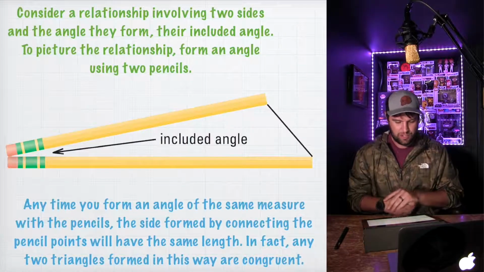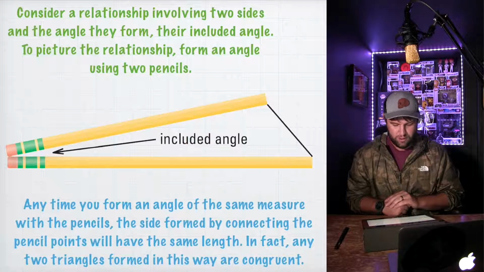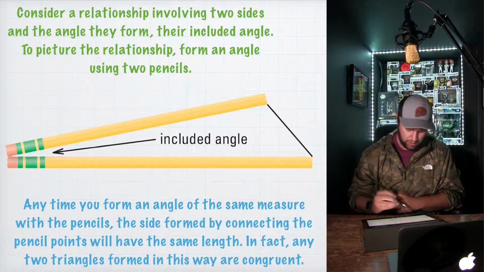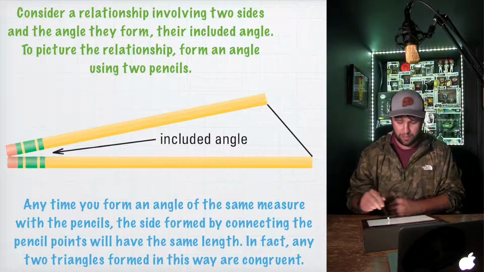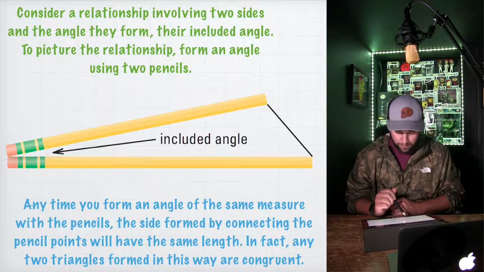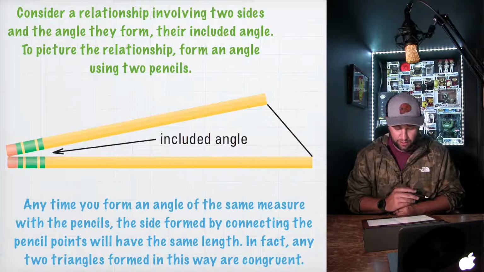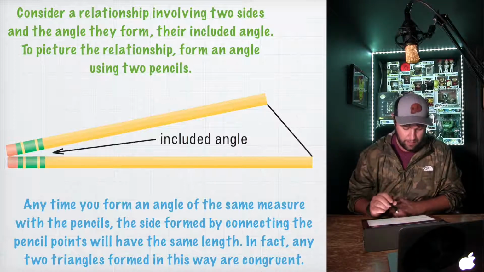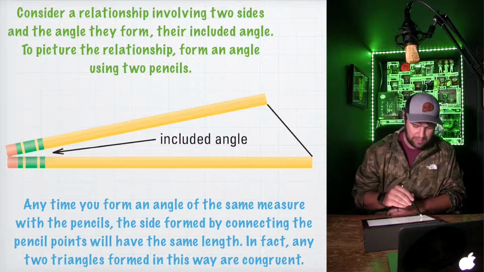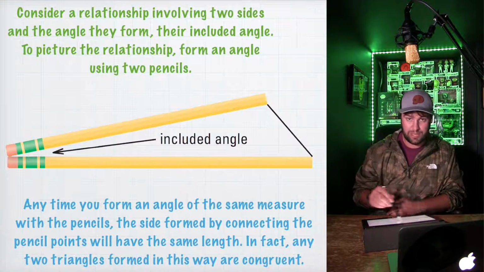So, consider a relationship involving two sides and the angle they form, their included angle. To picture the relationship, form an angle using two pencils. So here on the screen I have two pencils forming an angle. Anytime you form an angle of the same measure with the pencils, the sides formed by connecting the pencil points will have the same length. In fact, any two triangles formed in this way are congruent, because whatever this angle is, when you open or close this angle will change, but the pencils stay the same length.